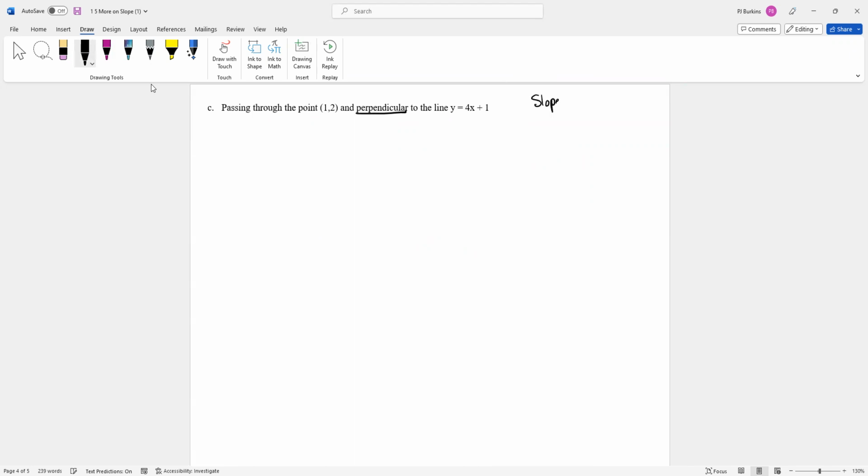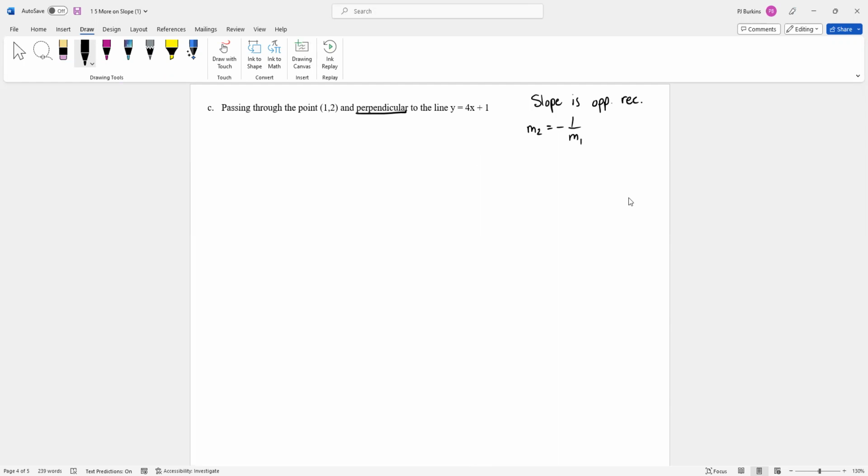slope is opposite reciprocal. Another way to write that would be that the slope of the new line is -1 over the slope of the first line. Okay?